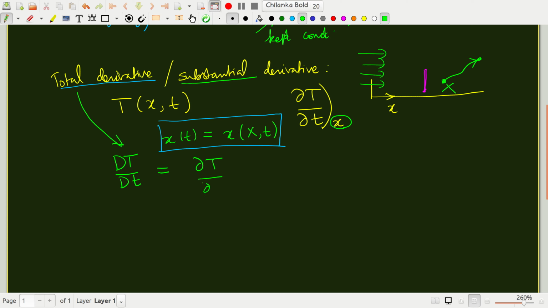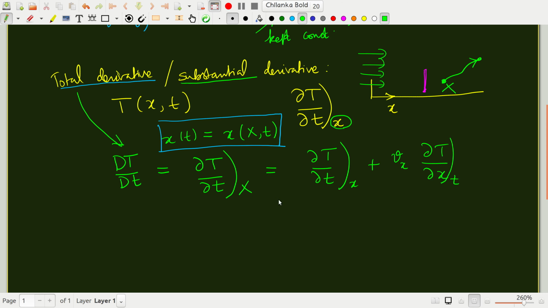The substantial derivative, or the total derivative, which is denoted by capital D temperature D time, is given by partial temperature partial time at constant capital X. This is not the same as the partial derivative of temperature with time at constant small x, which is the usual time derivative that we take. So in order to do this, we again use the notion of the total derivative, and we figured in the last module that this is partial T partial time at constant x plus the velocity of the fluid Vx in the x direction times partial T partial x. This is, of course, at constant time.